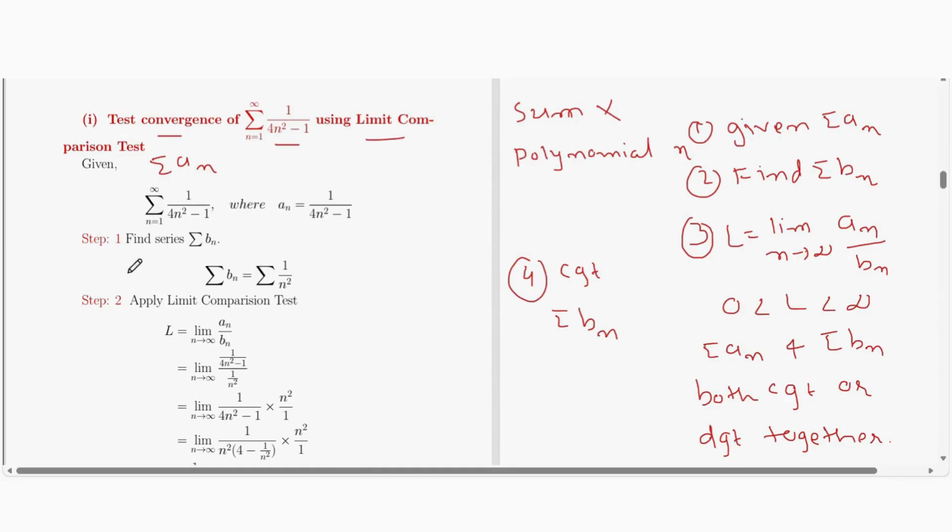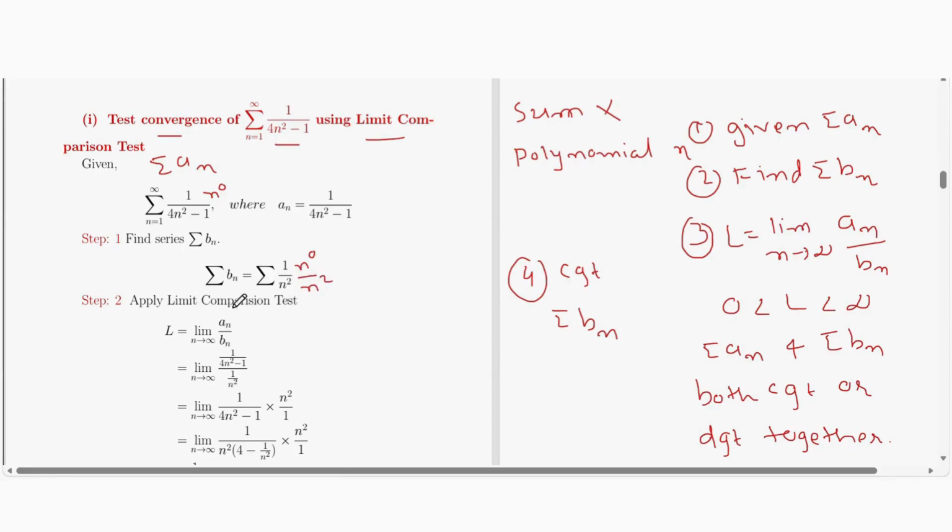Okay, so now first step: find series BN. Comparing with series AN, find the new series BN. So how to find series BN? First of all, observe the maximum power of n in the numerator. Here the maximum power of n is n raised to 0, so write n raised to 0. In the denominator, the maximum power of n is n square. So n raised to 0 means 1, and n square as it is.